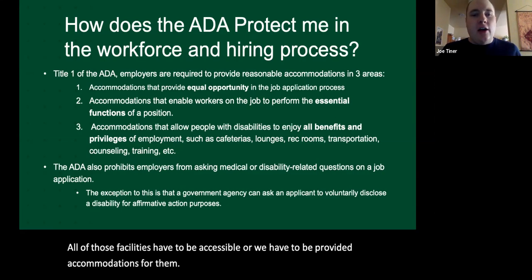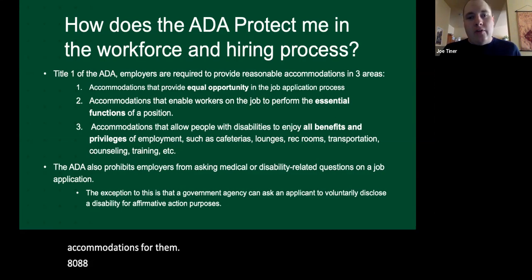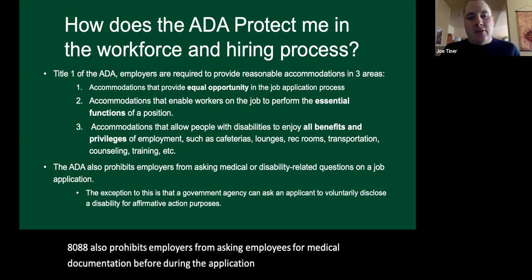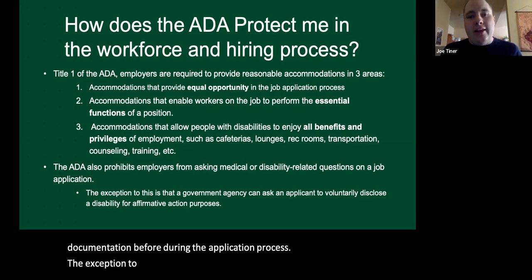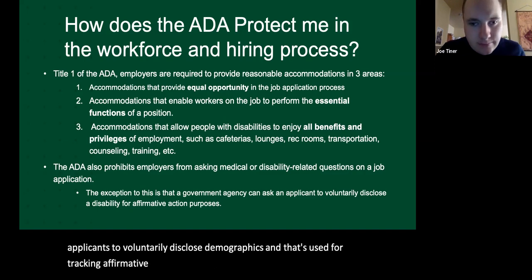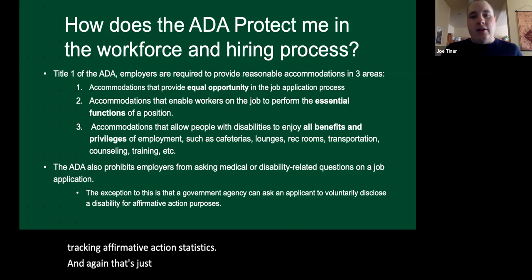The ADA also prohibits employers from asking employees for medical documentation before or during the application process. The exception to this is that federal employers like CSU can ask applicants to voluntarily disclose demographics, and that's used for tracking affirmative action statistics. And again, you don't have to disclose that, it's a voluntary disclosure.